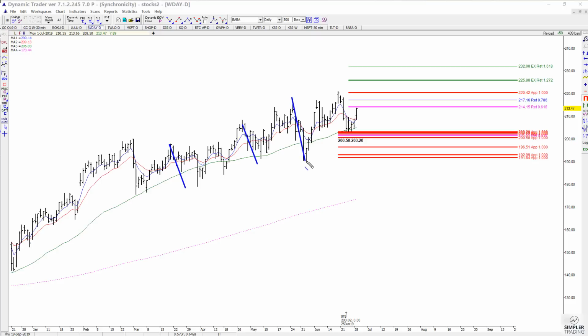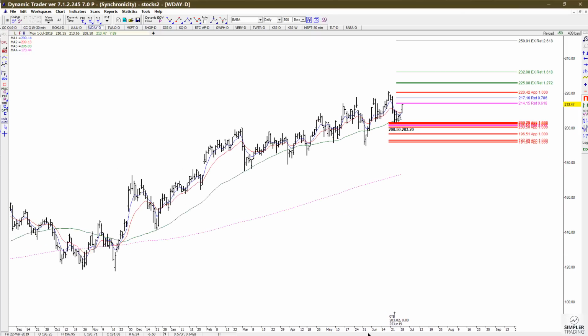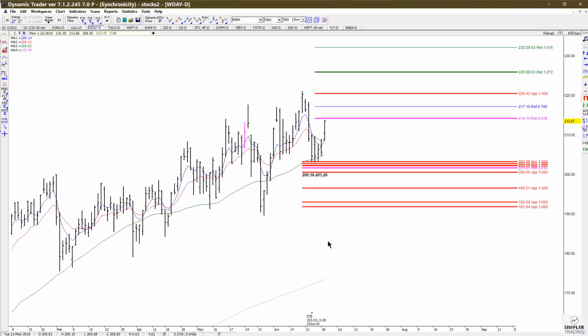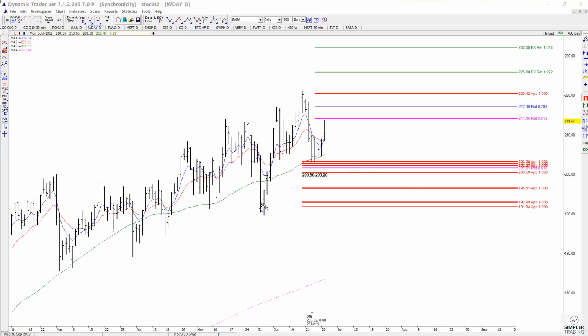and we found this setup by running the symmetry of these prior declines within the uptrend, and there are a few more swings over on the left-hand side of the chart that we used also. And we had a 618 retracement of this prior low to high swing. So this was the setup zone, the 20050 to 20320 area.